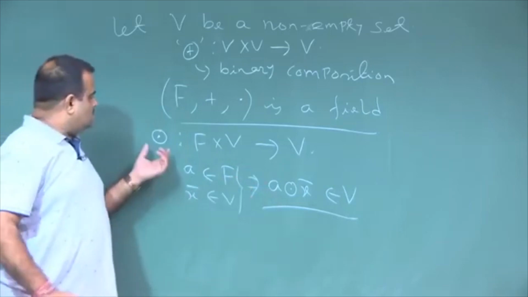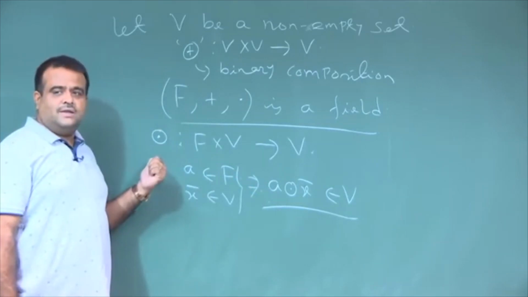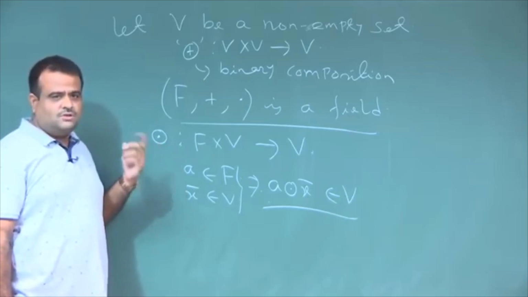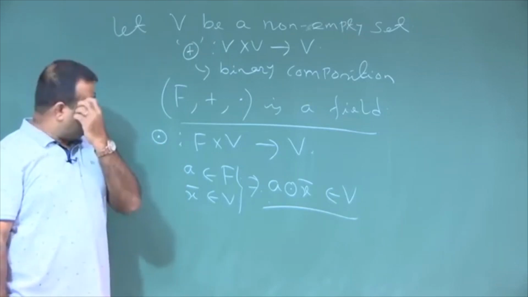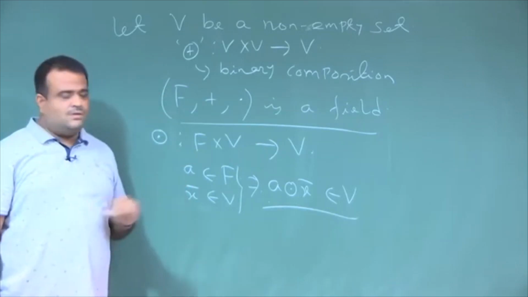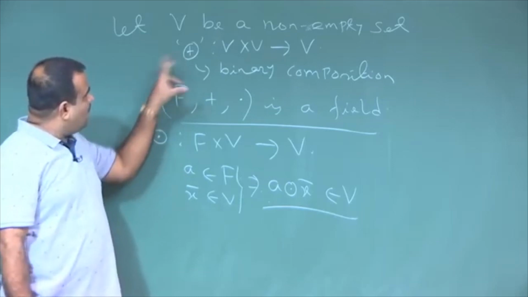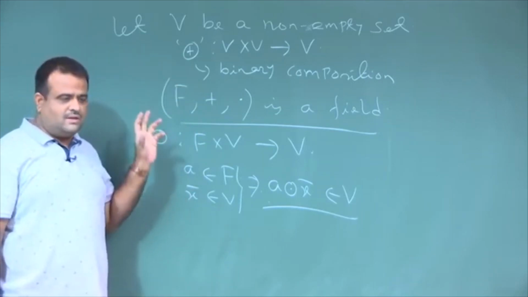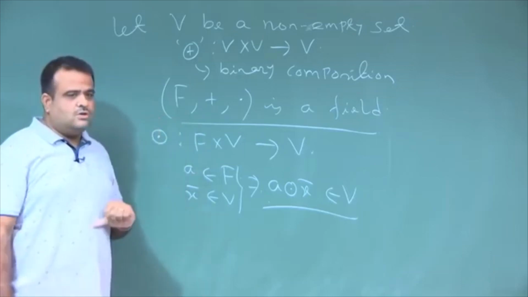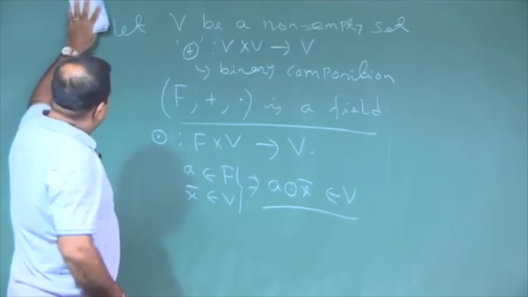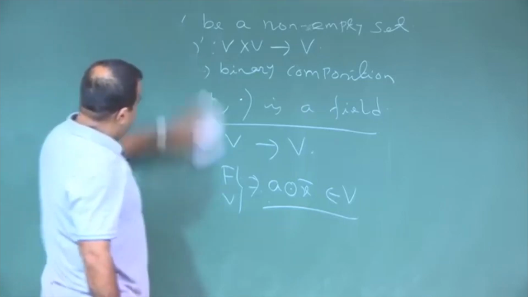So, there should exist such an external composition, this is also called scalar multiplication. Now, if certain properties are satisfied with this operator, then it is called a vector space over this field. So, what are those properties? We will define that.